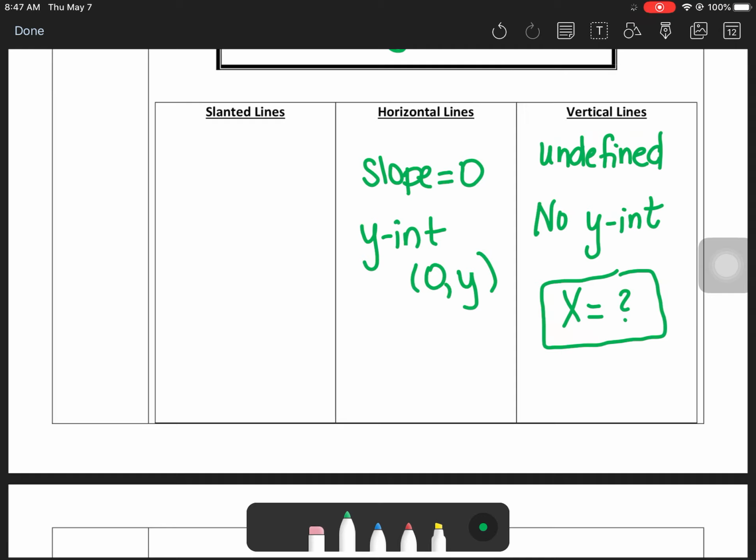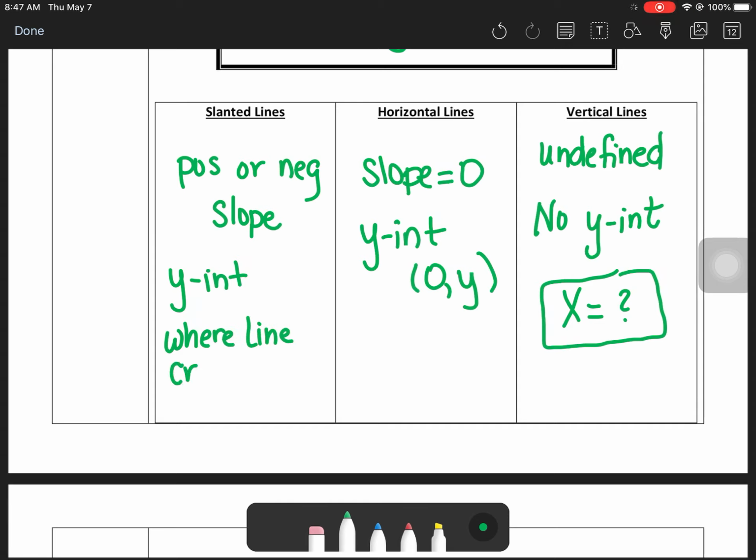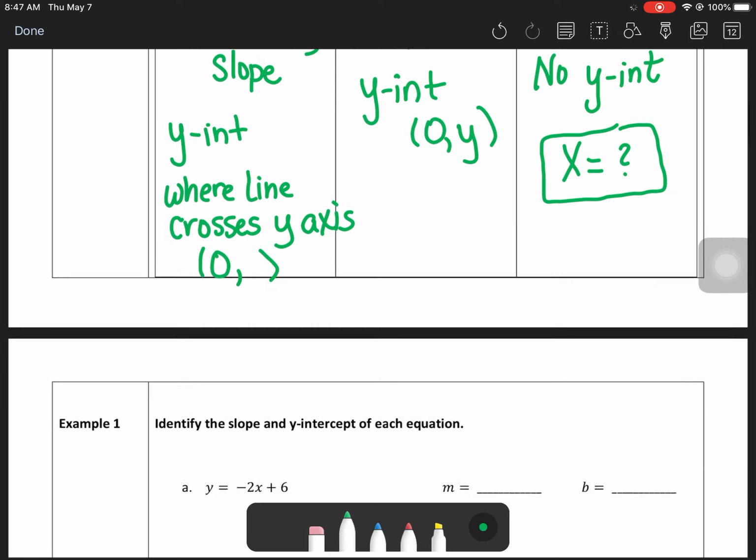A slanted line can have a positive or a negative slope, and the y-intercept is where the line crosses the y-axis. And it's always going to be 0 and then whatever number we need for the y. So let's take a look at how easy these are going to be.